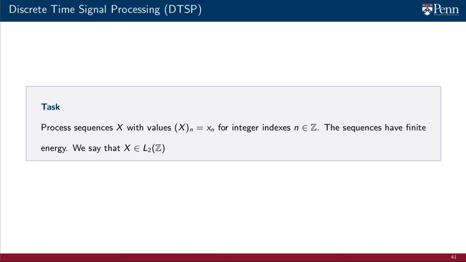We can now move on to consider the processing of discrete time signals. These are sequences x defined over the integers. They extend from minus to plus infinity. The sequences are required to have finite energy. They are square summable. We say they live in L2 of Z.